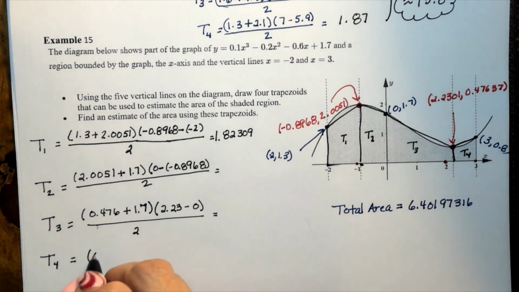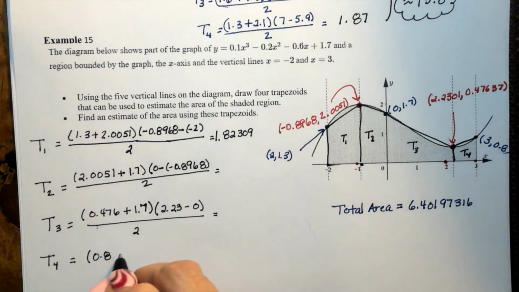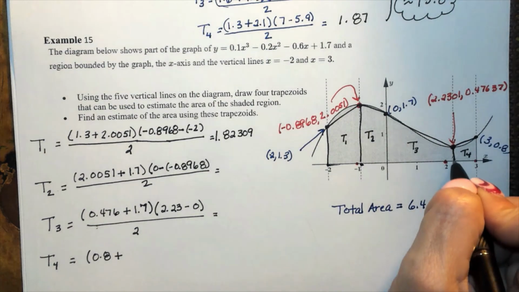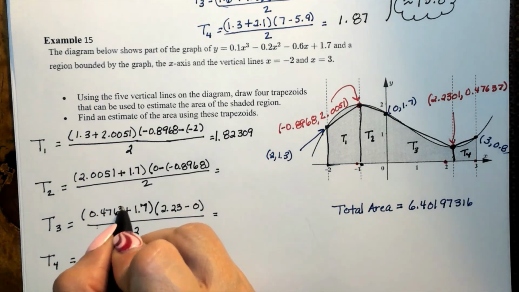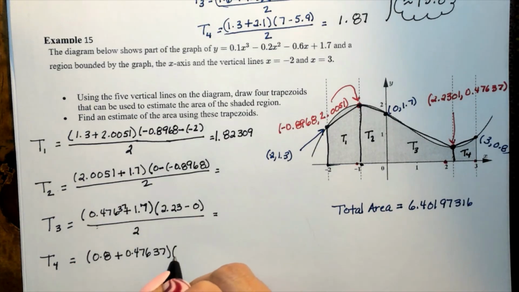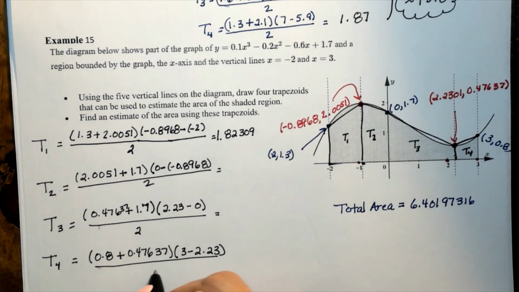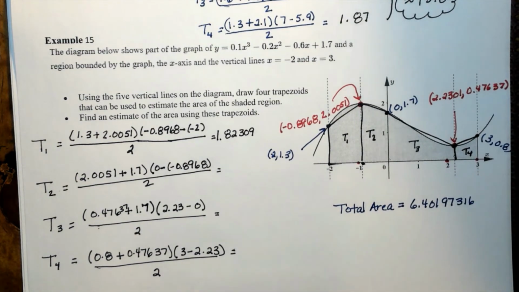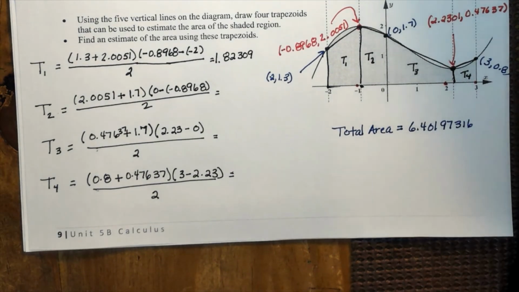Then my final one was 0.8. I did it backwards on this one too. Plus, I did 0.8 plus 0.47637. All right, I'm going to pull that out a little bit. See that a little better? All right, so there we go. So hopefully you're putting those in your calculator and you are getting those answers.